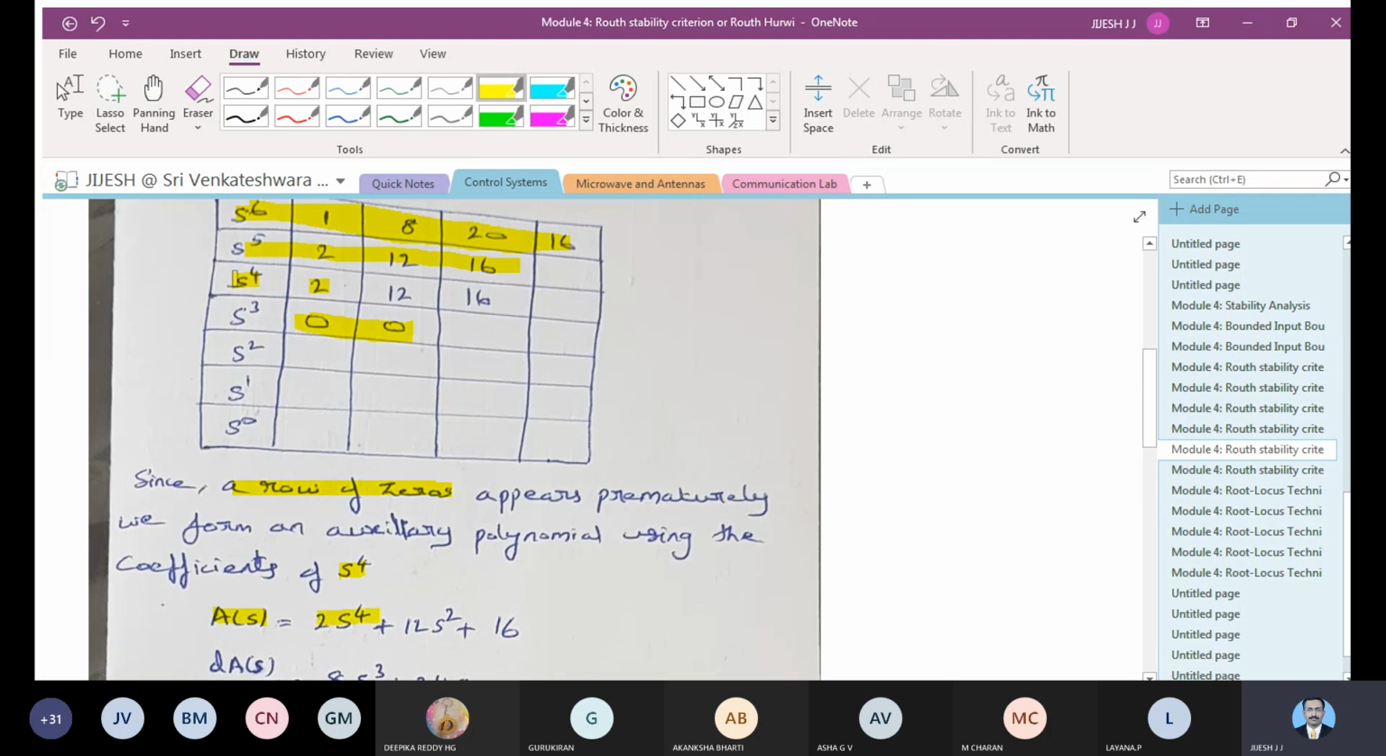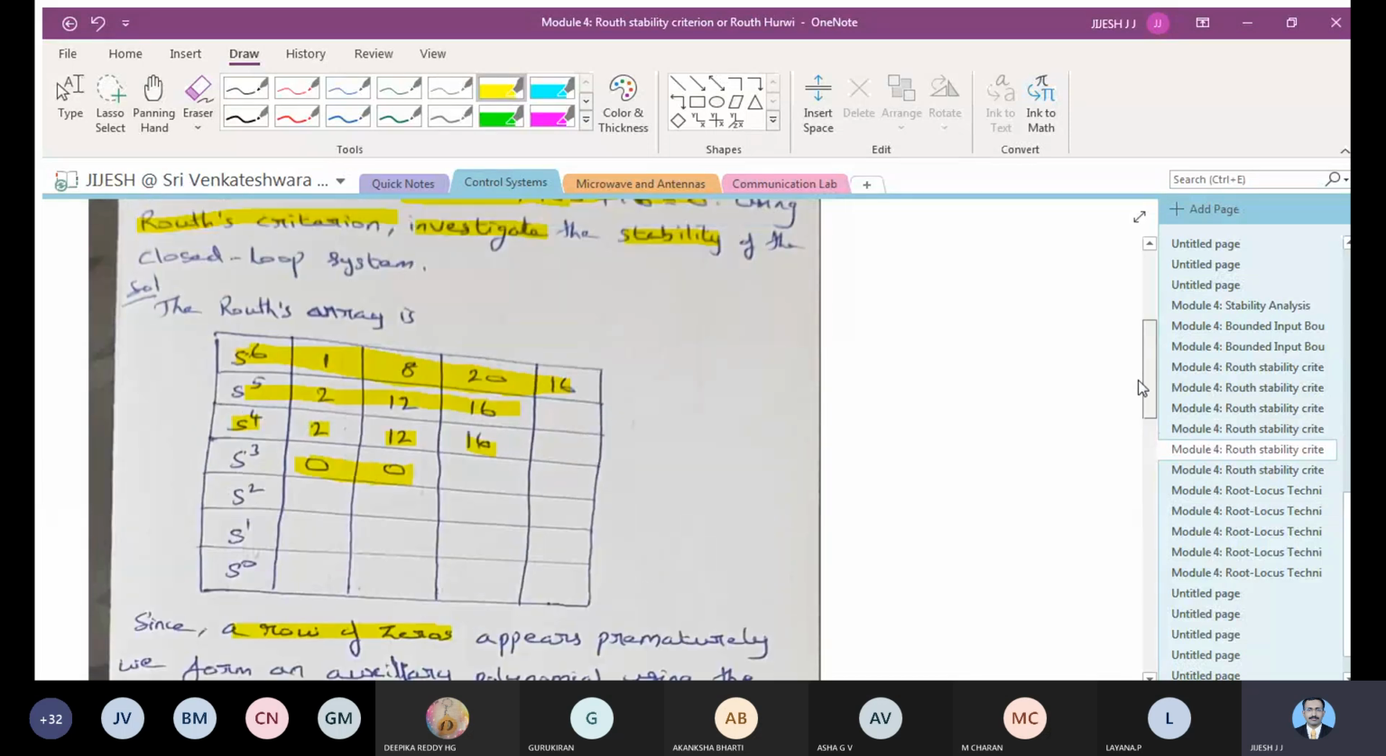Here, because it is in s to the power of 4. If it was in s to the power of 6, you would have written 2s to the power of 6. Now here it is s to the power of 4, so you are going to write 2s to the power of 4. This will not be s to the power of 3. It will be 12s square. You have noticed all these things. 2s to the power of 4, then 12s square, and the coefficient 16 has to be written. So why it has been written like that, you may be thinking.